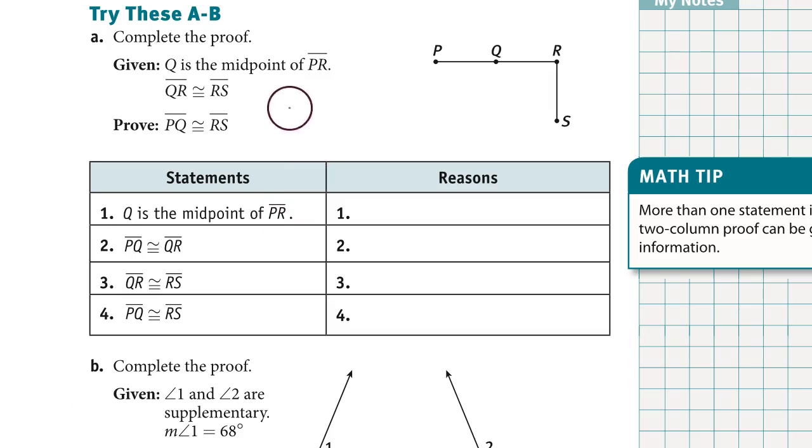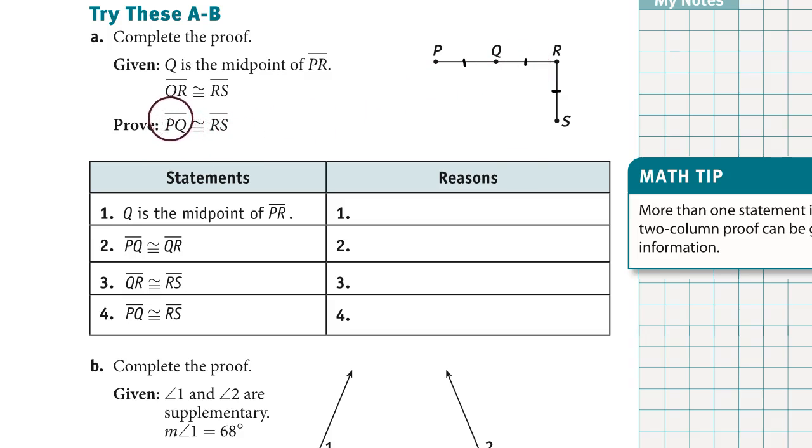Here's another example. Complete this proof. Notice this time none of the reasons are provided, so we're going to have to do some logical thinking to get these. Given Q is the midpoint of segment PR, we can see that drawn in the picture. Notice that if Q is exactly in the middle, we know that that piece is congruent to that piece. Segment QR is congruent to segment RS. So the distance from Q to R is the same distance as from R to S. Let me put a little single mark there too. So all three of these things with these little marks are equal in length.